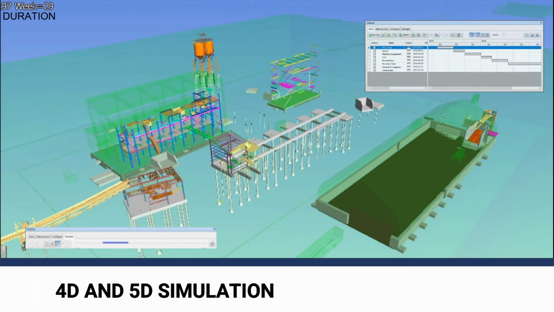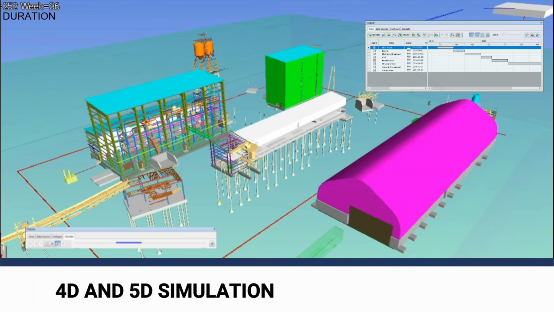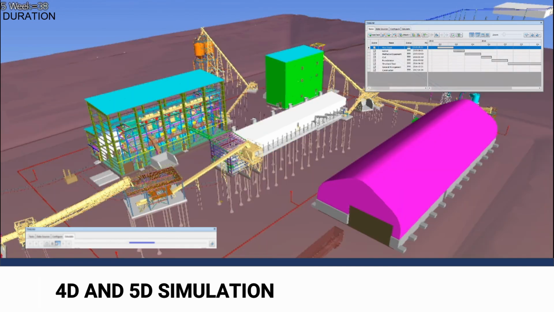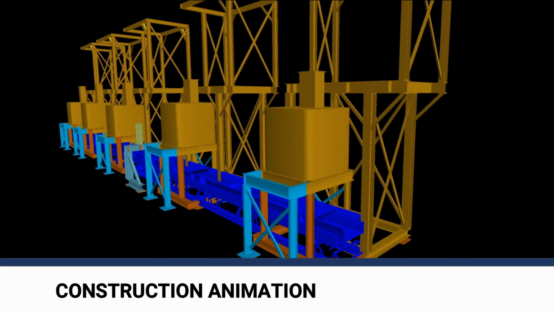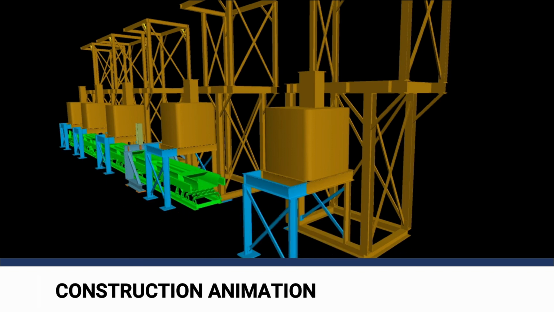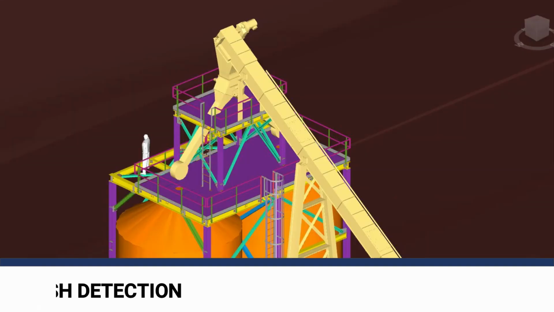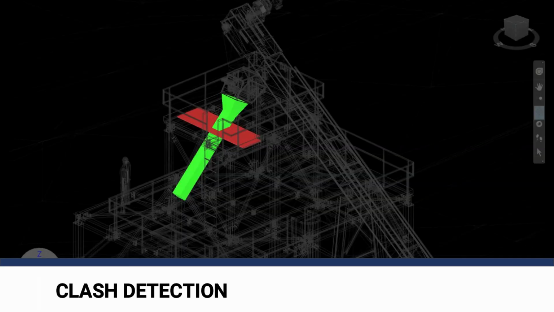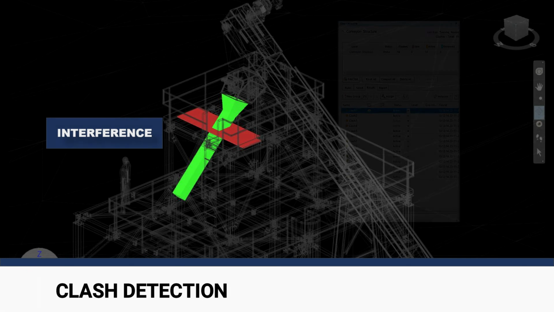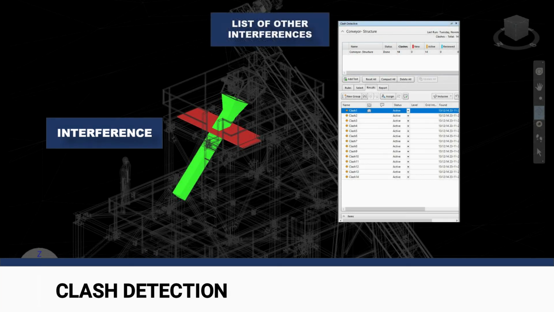Cost and schedule are controlled using 4D and 5D BIM simulations. We are able to animate the constructability of major steps in project development. Clash detections and simulations allow the project to be checked spatially for any interference and bottleneck in the construction sequencing.